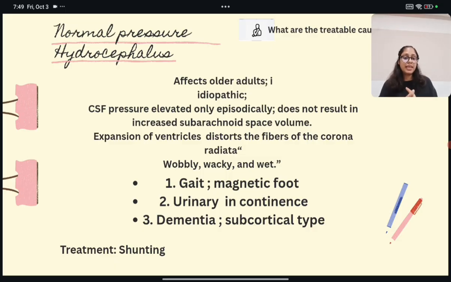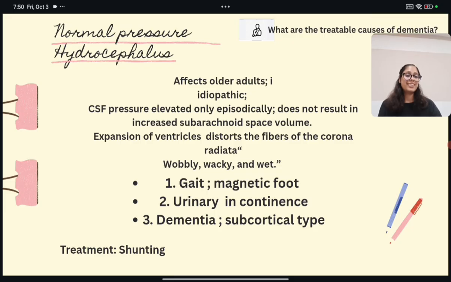The first is gait, that will be a magnetic foot type of gait. In magnetic foot type of gait, if the patient is walking, the foot of the patient will be there, but they won't be able to lift it up. It feels like it's a magnet, and they are not able to pick their foot up. The second will be urinary incontinence, and the third is the subcortical type of dementia.